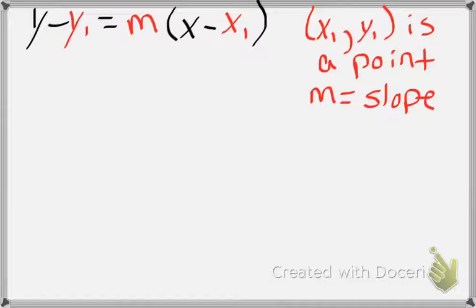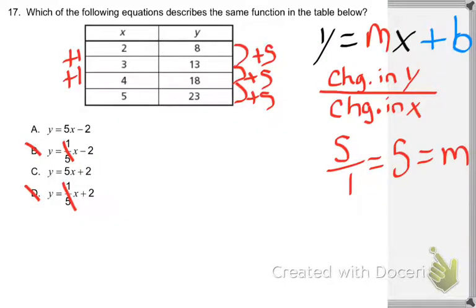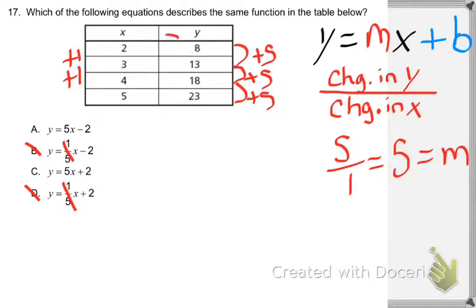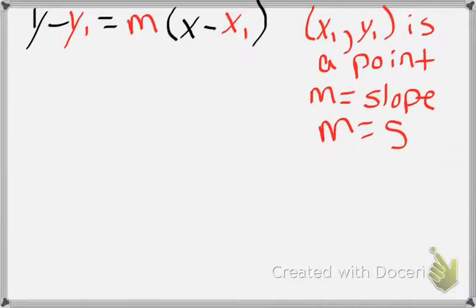Alright, so what you do is we already know our slope. Our slope is 5, so that's taken care of for us. We now have to pick a point, and we could pick any point. Point-slope form works with any point. Now, to keep my math easy, I'm just going to pick the smallest point, 2, 8. So the point I'm going to use is 2, 8.